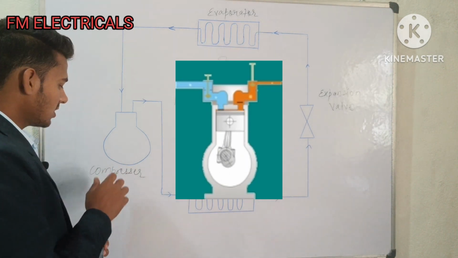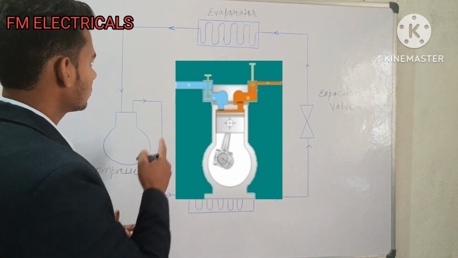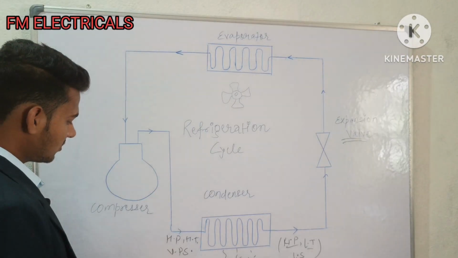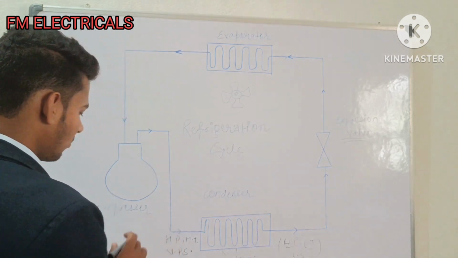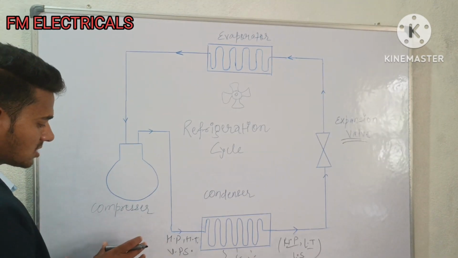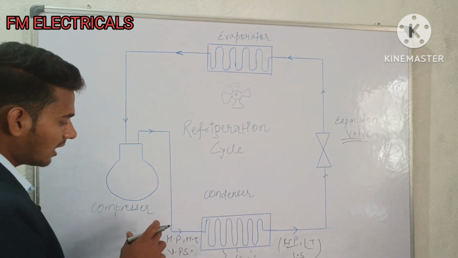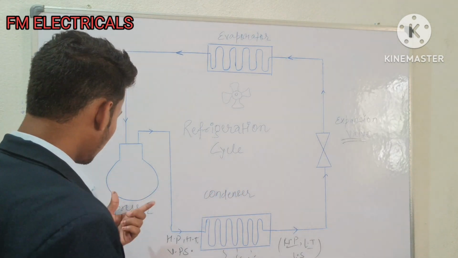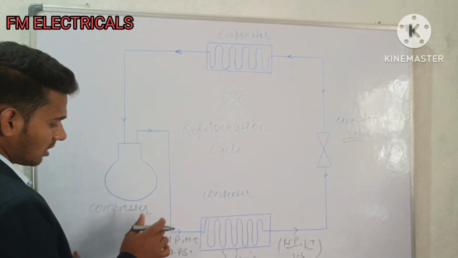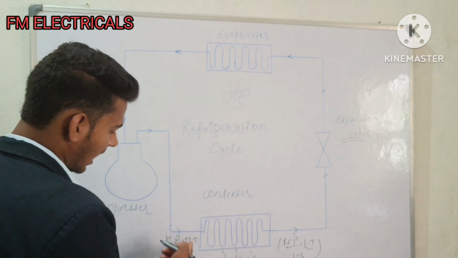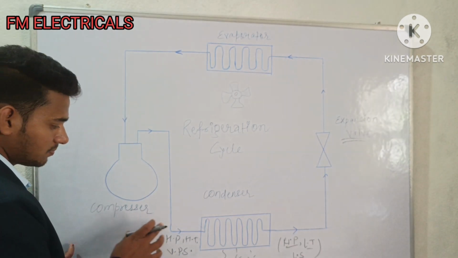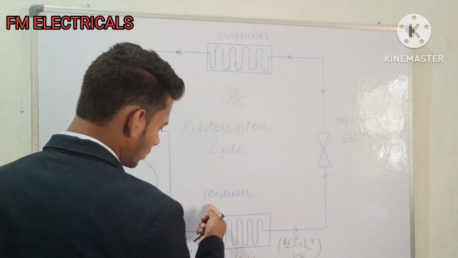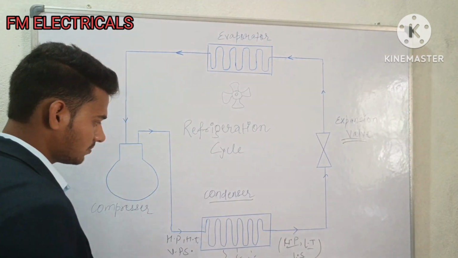Now let's start with the compressor. The compressor increases the pressure and temperature of the refrigerant. The refrigerant enters the compressor at low pressure, low temperature and vapor state. The compressor compresses the refrigerant and sends it out. When it comes out of the compressor, the refrigerant is at high pressure, high temperature and vapor state. After the compressor, the refrigerant goes to the condenser.